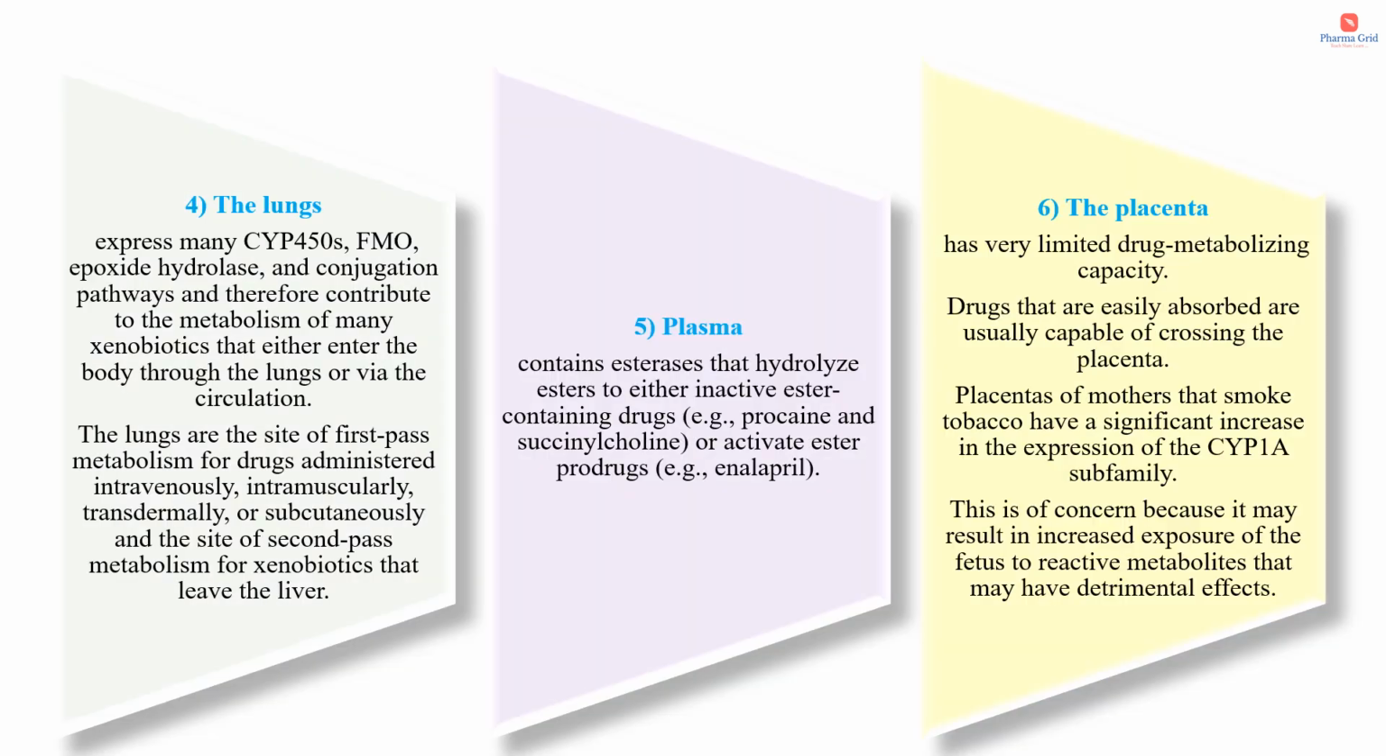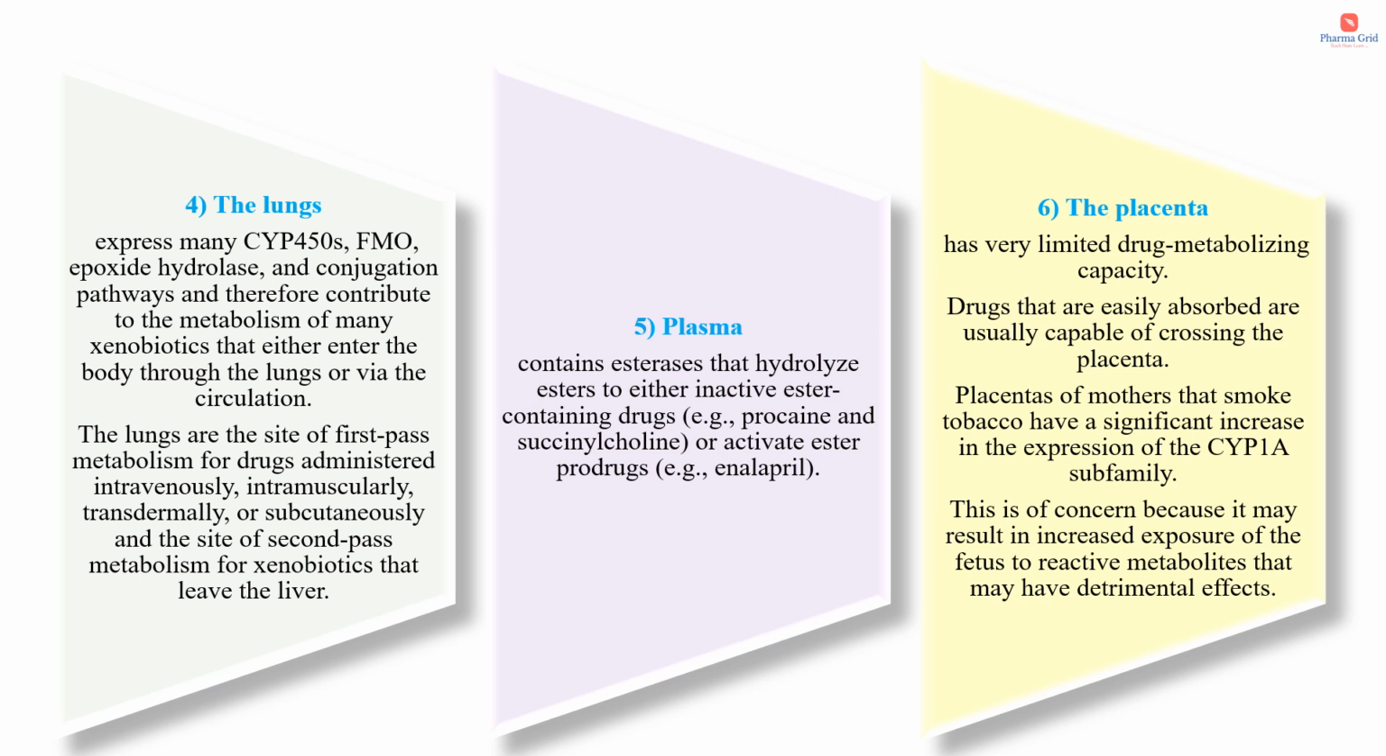The lungs express many cytochrome P450s, FMO, that is flavin containing monooxygenase, epoxide hydrolase and conjugation pathways, and therefore contribute to the metabolism of many xenobiotics that either enter the body through the lungs or via the circulation. The lungs are the site of first pass metabolism for drugs administered intravenously, intramuscularly, transdermally or subcutaneously, and the site of second pass metabolism for xenobiotics that leave the liver.